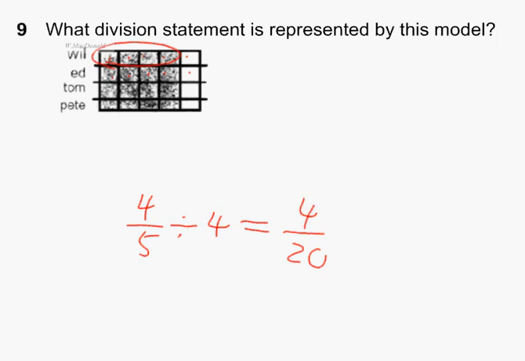Okay? Now 4/20 is a fraction that we know is not in lowest terms. We can reduce it by a factor of 4. Give me 1/5 as my answer. Now somebody might say, well, I wouldn't have cut it at all.